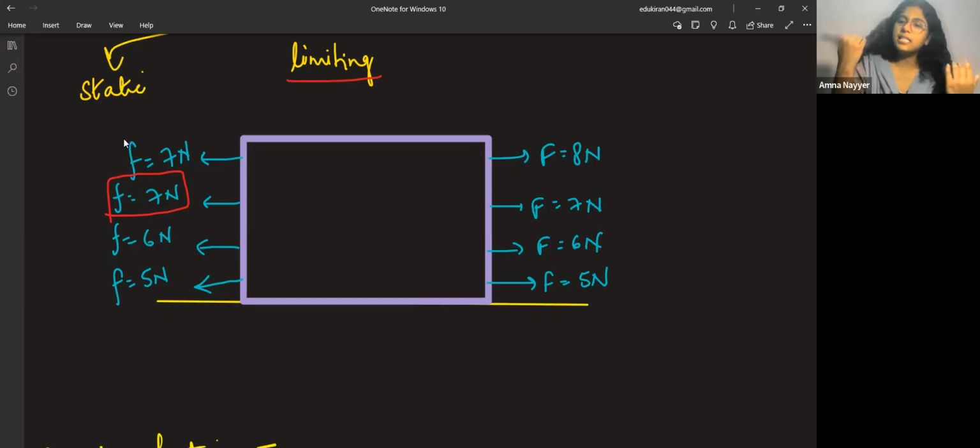And once the body has started motion, the friction force that comes into your system is called the kinetic friction. So static friction, self-adjusting friction, doesn't allow the object to move. Limiting friction is the maximum value of static friction. And finally, you have kinetic friction, which allows objects to move. This is what is meant by all the three types.